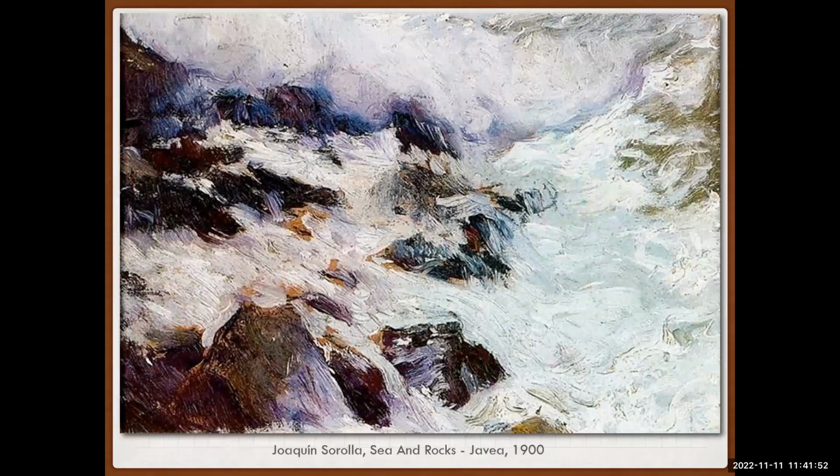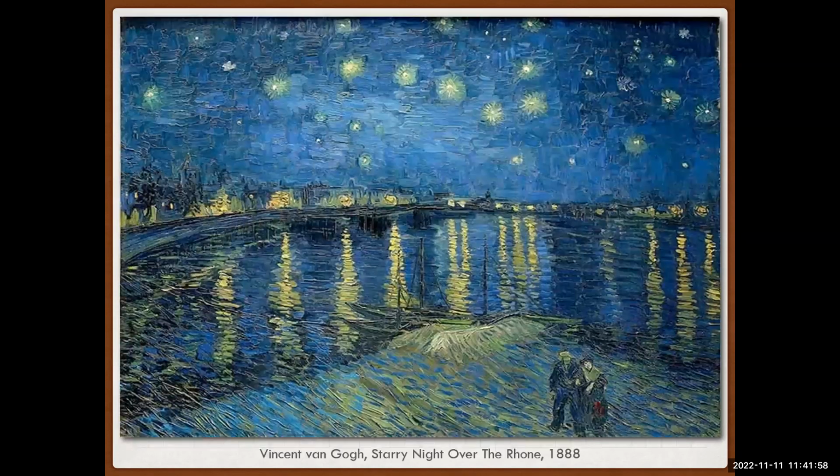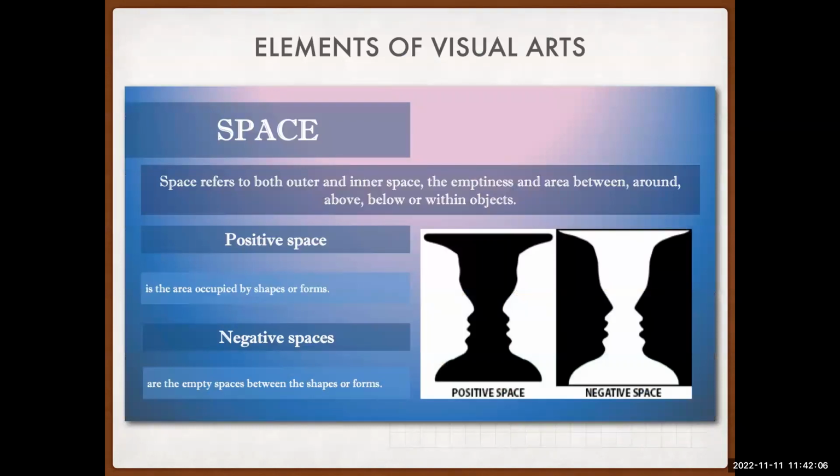We also have Joaquin Sorolla, Sea and Rocks in Javea, 1900. Of course, the very famous Starry Night over the Rhone, rather, by Vincent van Gogh. Okay. And then we also have space.